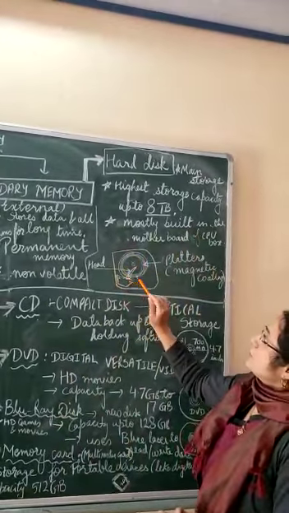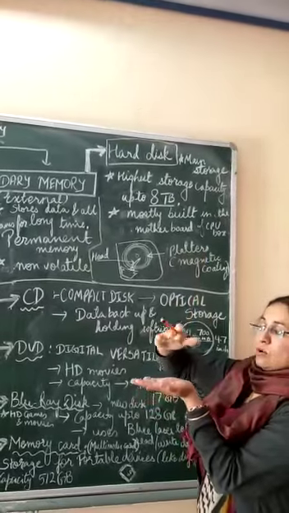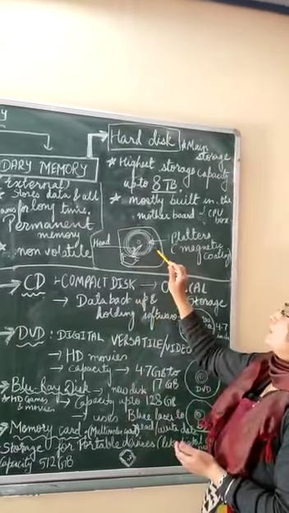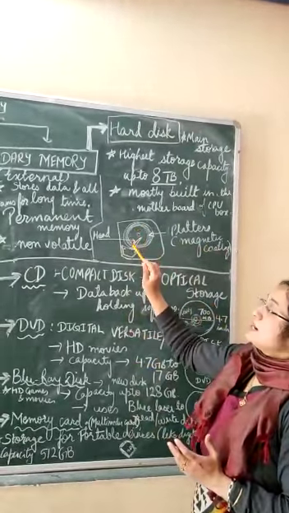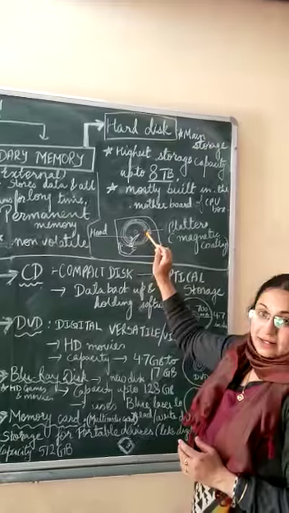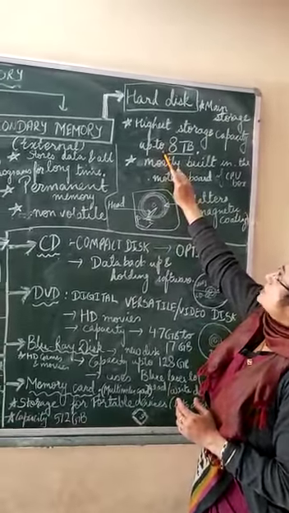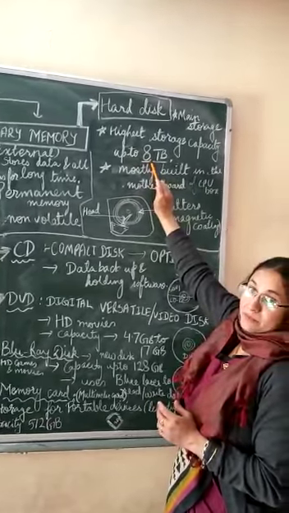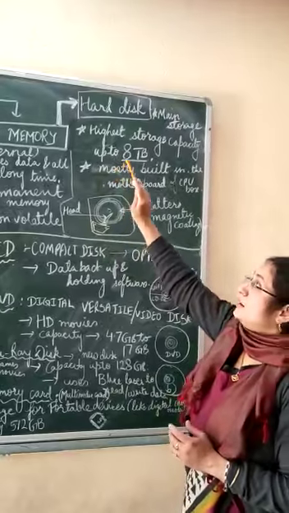It is a collection of disks which are called platters. The disks are stacked one upon the other, and each is called a platter, having a magnetic coating on it. And this is one head which reads and writes data on the hard disk. Okay, children. Now the storage capacity is 8 TB. It can store up to this. This is the highest storage capacity device.